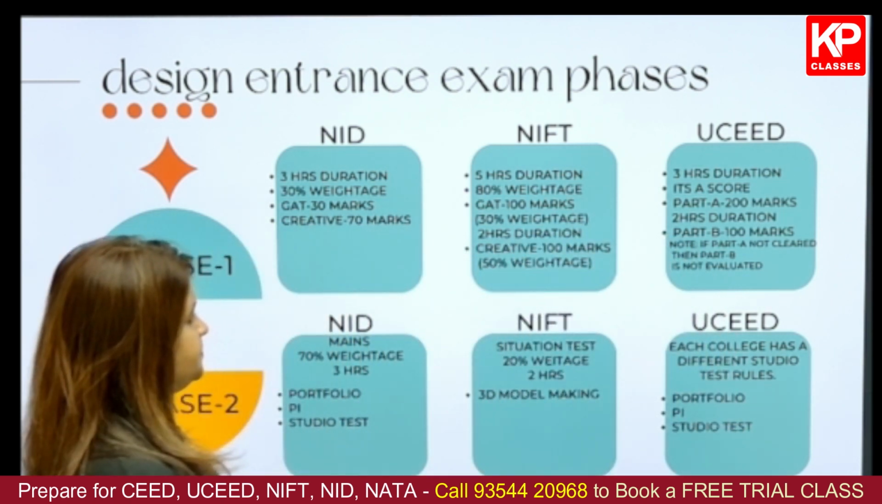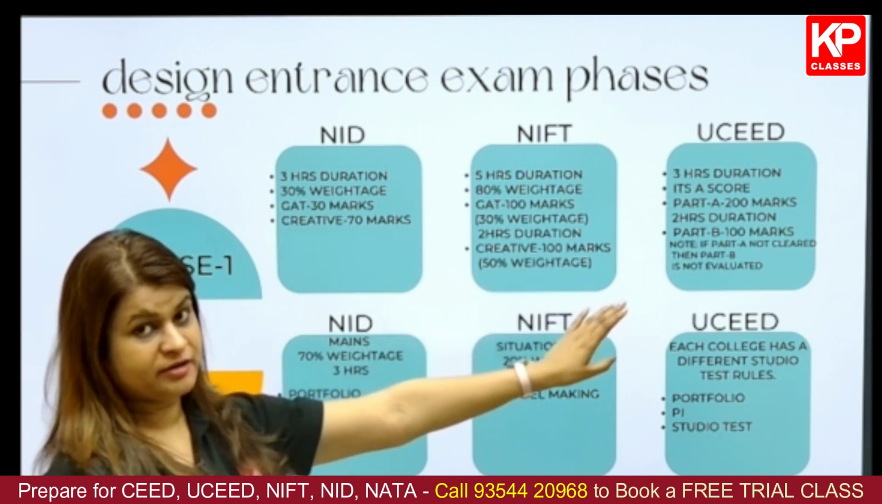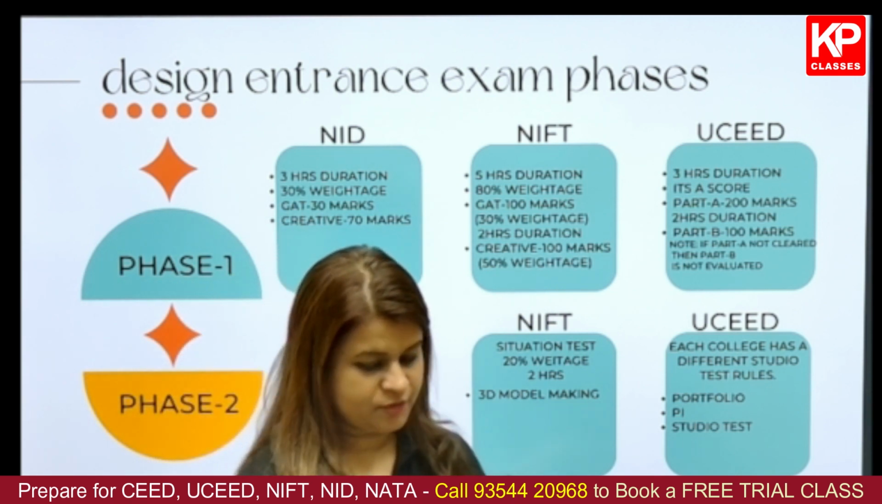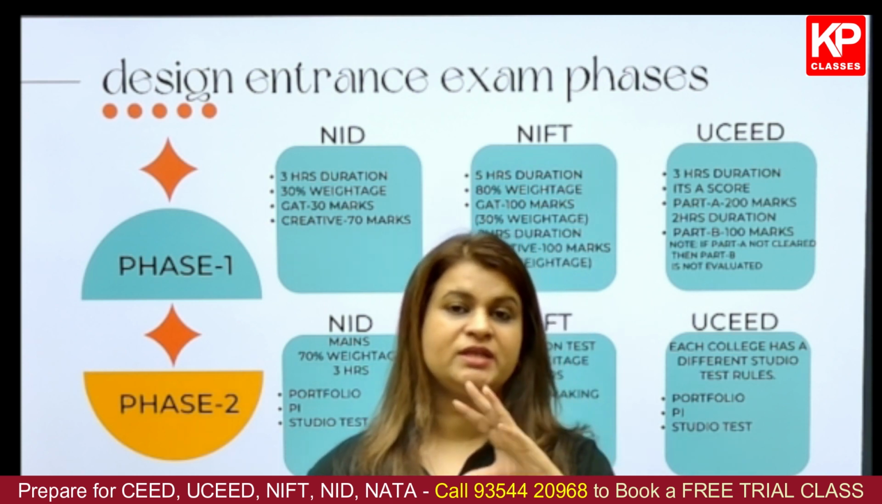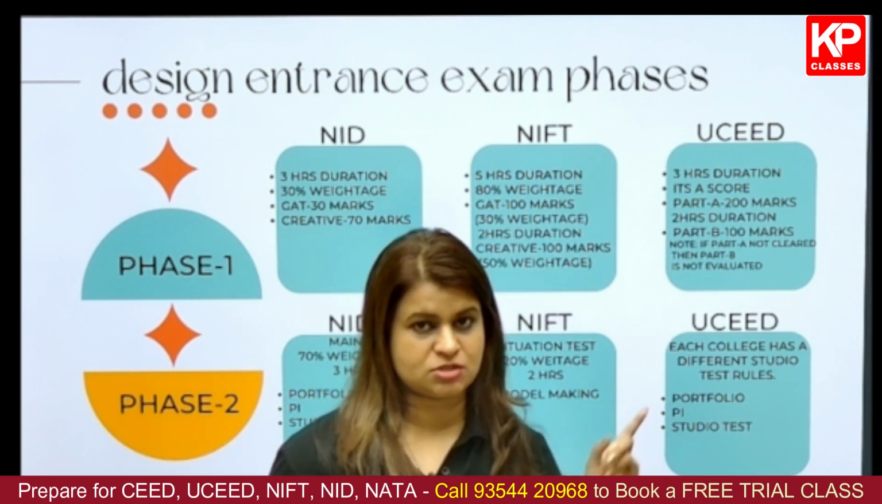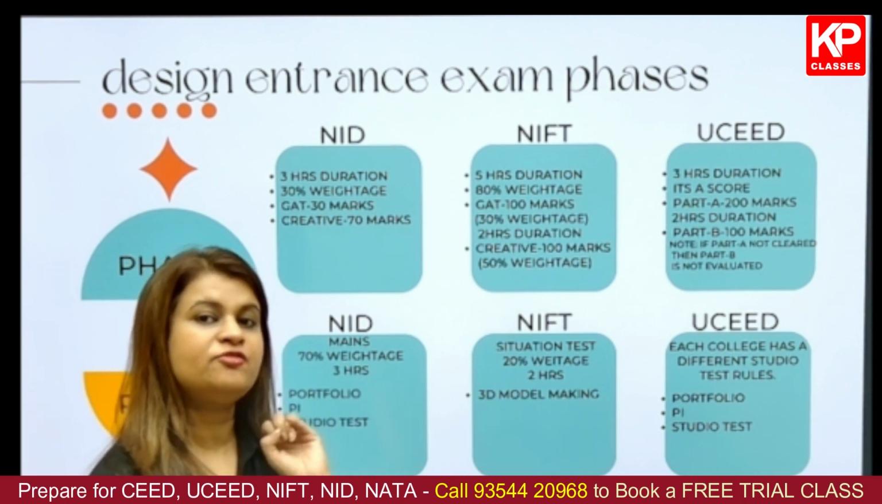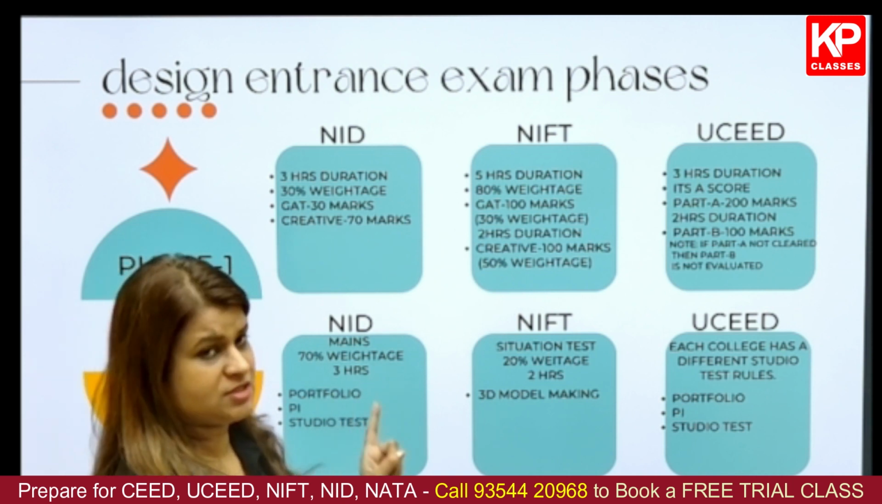are different. So here the creative part is of 100 marks and it has 50% weightage. That means if you are getting again 70 out of 100, then only 35 will be considered your marks. So 35 plus 21 that you got, that will be your marks out of 80. Okay. So this is about NIFT first phase.